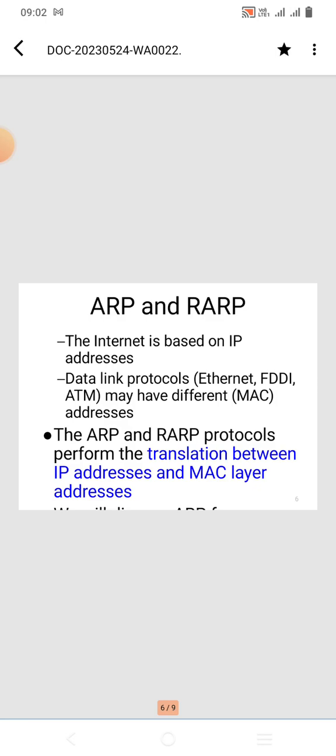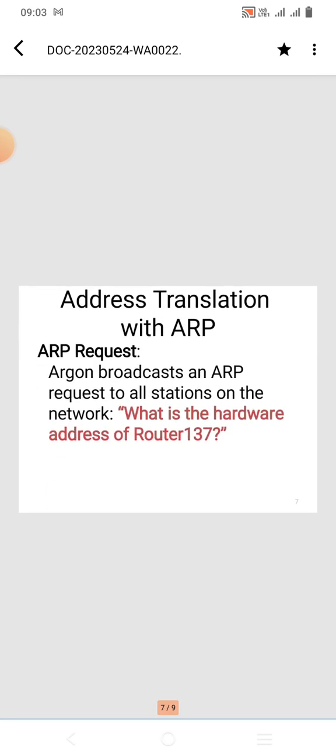Now let us see the role of ARP. You all know ARP is the Address Resolution Protocol. The system knows the IP address but does not know the MAC address. So whenever the system wants to fetch the MAC address, it will use ARP.